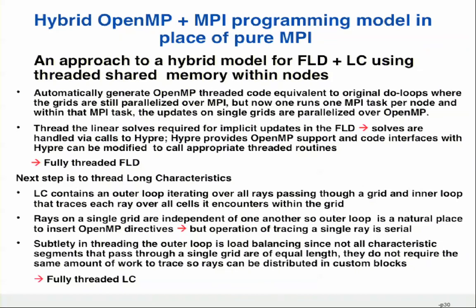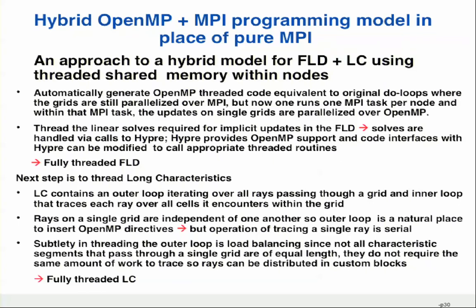The next step is also to thread the long characteristics. Here, you're faced with a different problem. The long characteristics contain outer loops over the rays, all rays that pass through a grid. And the inner loop traces each ray over the cells as it encounters that grid. So the rays on a single grid are independent of each other. The outer loop becomes the natural place to insert the OpenMP directives, but the operation is a serial operation.